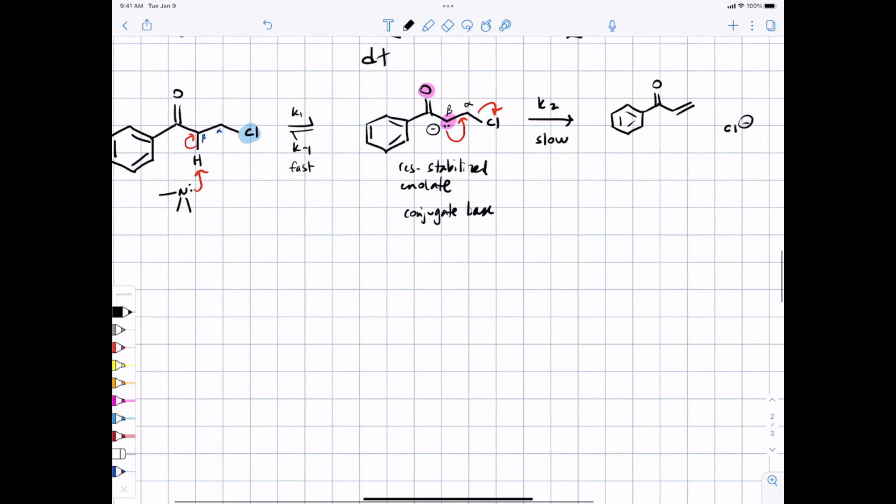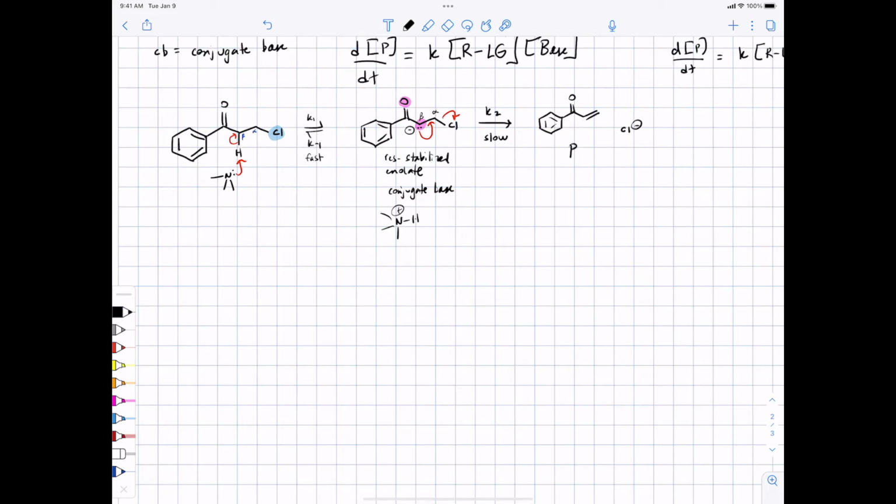Right, and I guess I should also include the ammonium group. So this is our product. This is our starting material, which we'll call R with the leaving group. This is our base, which we will call B. This is our protonated base, which we will call BH+.